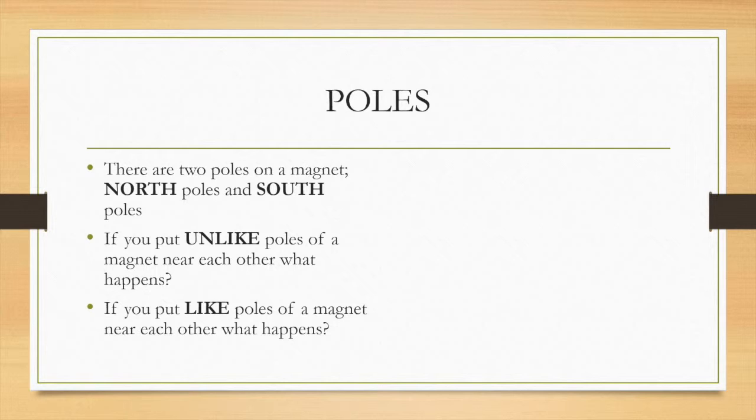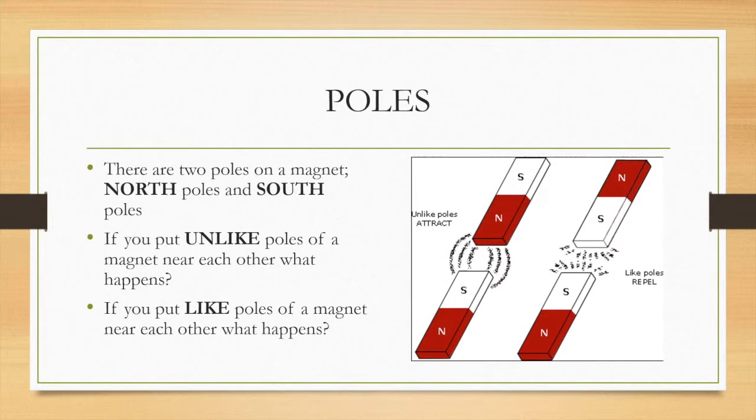So, if you have a south pole with a north pole, they attract. If you have a south with a south, they repel. If you have a north with a north, they repel as well.